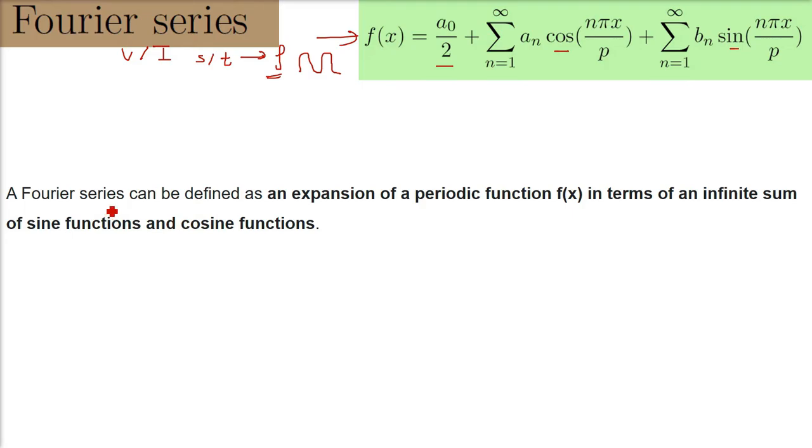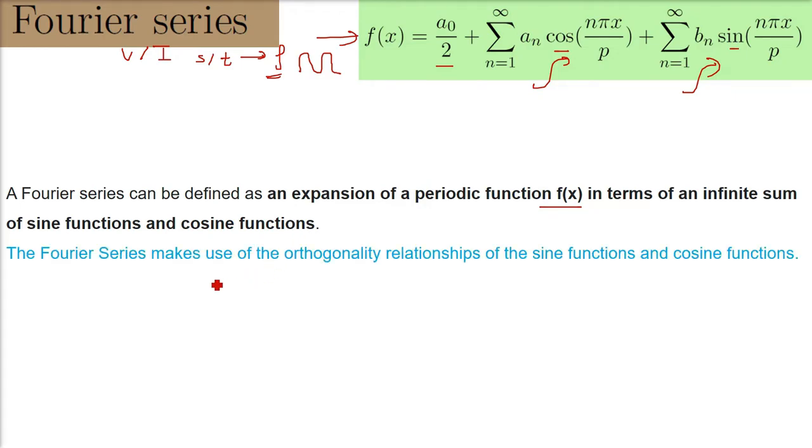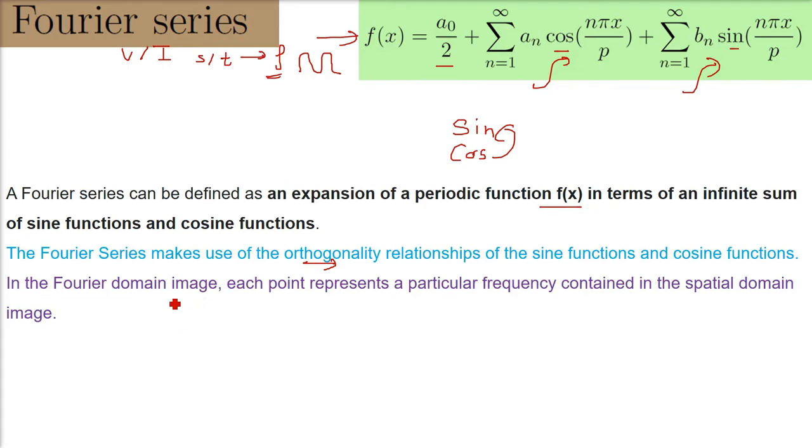A Fourier series, you can define it as the expansion of a periodic function f(x) in terms of what? An infinite sum of sine functions and cosine functions. It is infinite: sigma, n equals 1 to infinity. In this Fourier series, wherever sine is 0, cos is 1, and whenever cos is 1, sine is 0. So they are kind of orthogonal, you can say a 90-degree turn. So the Fourier series makes use of the orthogonality relationship of the sine and cosine functions.